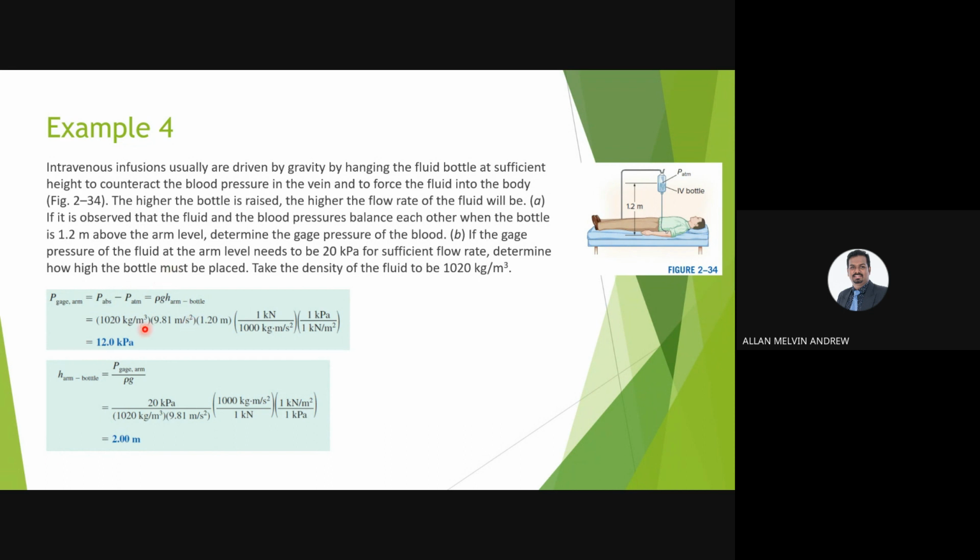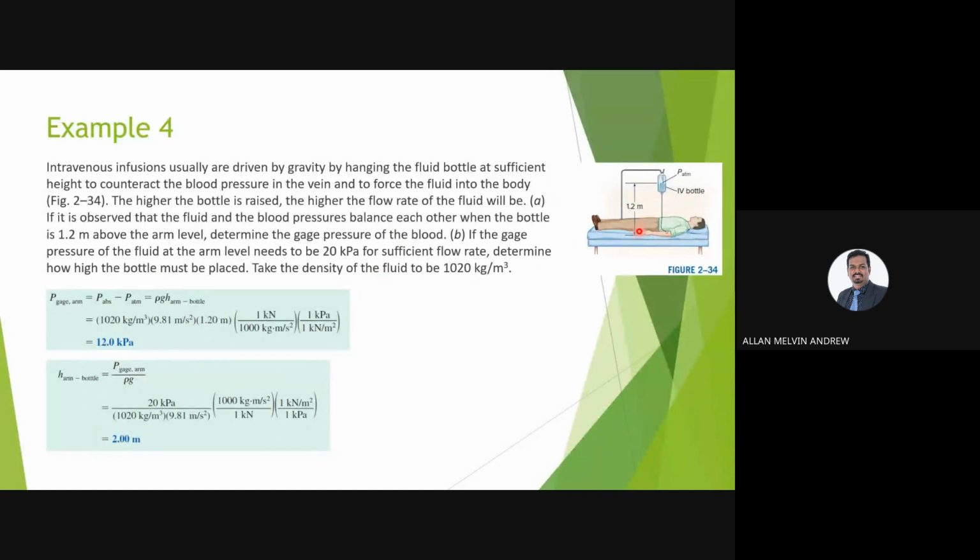Okay, so here, absolute pressure minus atmospheric pressure. The equation is rho gh, from arm to bottle. Here we know rho is given, the density of the fluid is 1020 kilogram per meter cube. Gravity is not given, so you can take 9.81 meter per second square, and the height is 1.2.